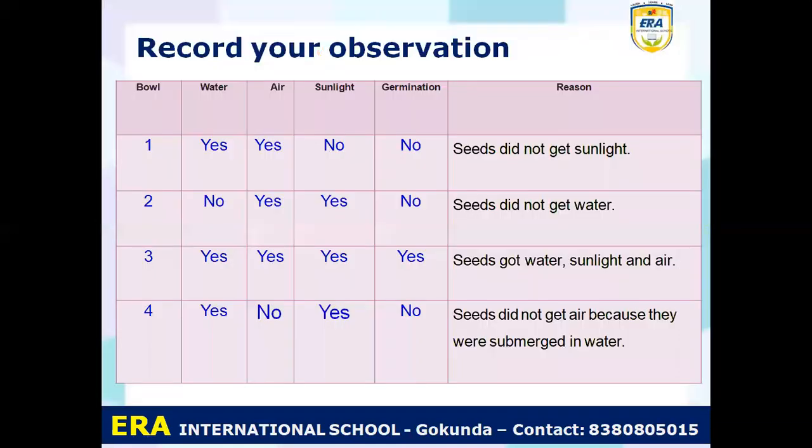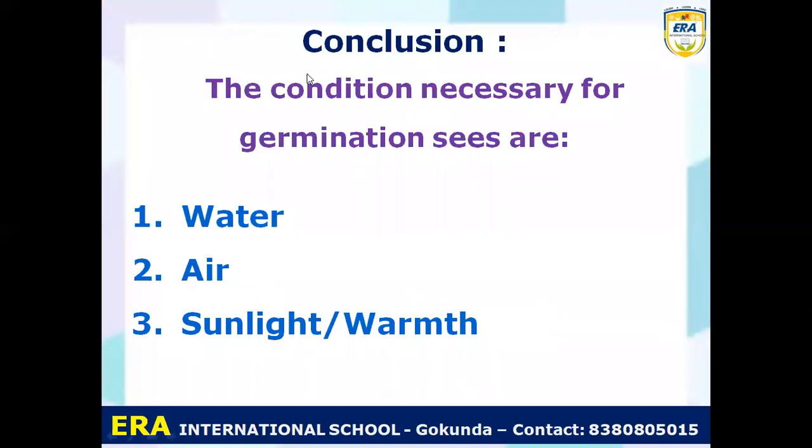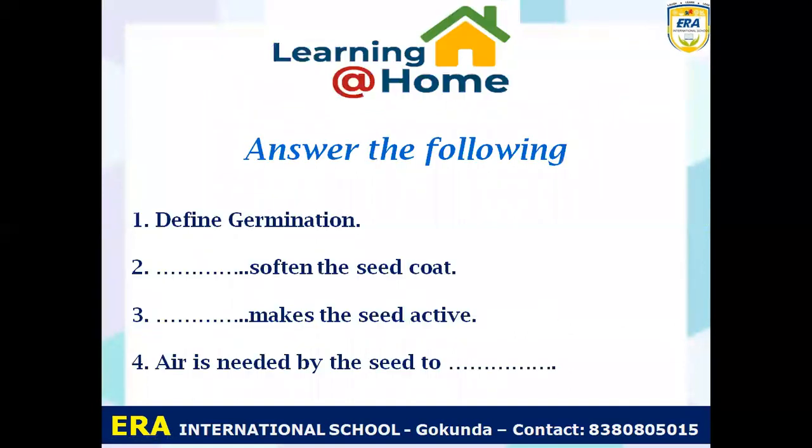From this activity, it is proved that the seed needs water, sunlight, and air to grow. In the third bowl, the wet cotton, that's why it got water, sunlight, and air. That's why the plant grew from that wet cotton, which is placed in the presence of sunlight and air. So what is the conclusion from this activity? The conclusion is that for the germination of seeds, three factors are necessary. One is water, second is air, and third is sunlight or warmth. Remember it.